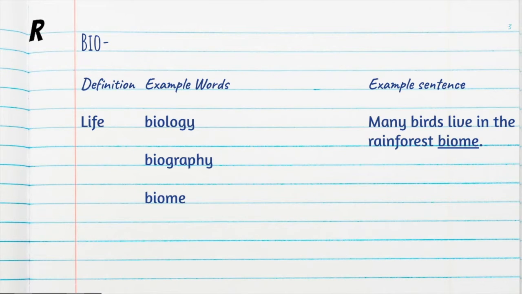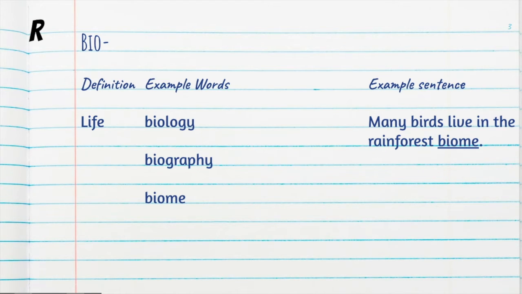Our next word is bio, and bio is a root word. So a root word means that it can have things added to the beginning of it or added to the end of it. A prefix can only be added to the beginning of words, and a suffix can only be added to the end of words.